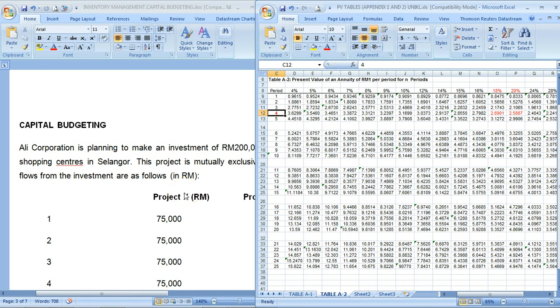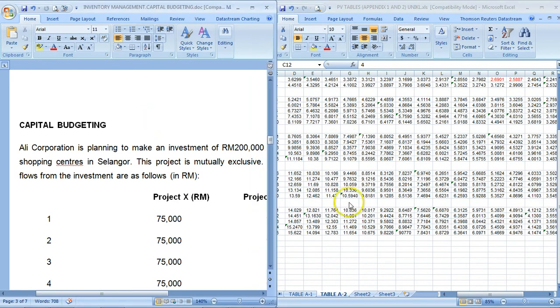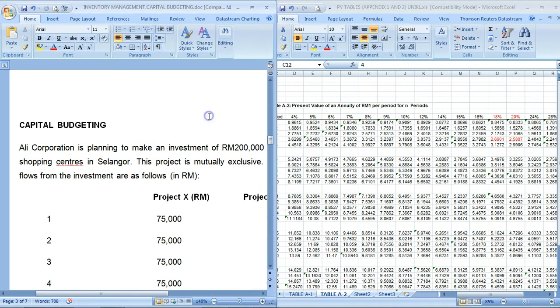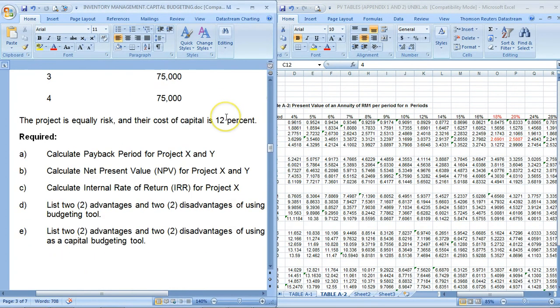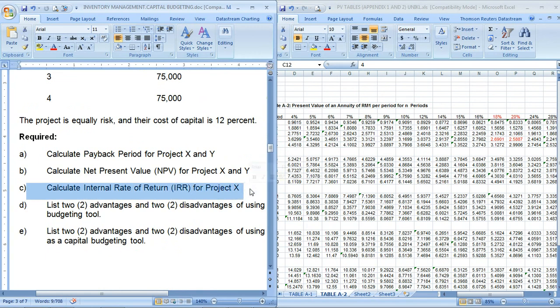This is capital budgeting part 2. Just now, in my first video, I covered payback period and NPV for this revision. So now I will continue using the same question, early cooperation planning investment. But now you have to proceed to question C, calculate internal rate of return. We have calculated payback, we have calculated NPV. Now we proceed to IRR.